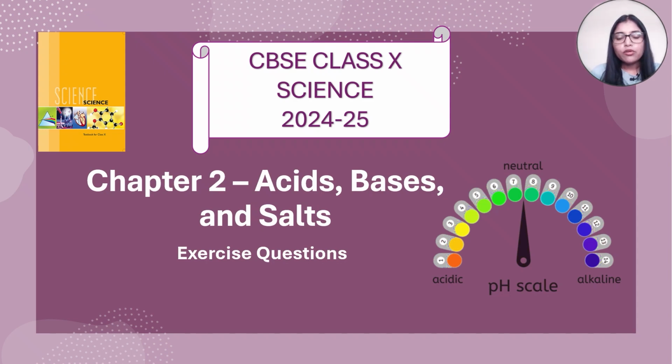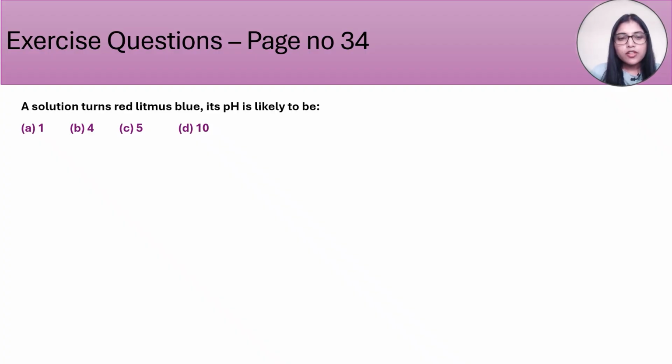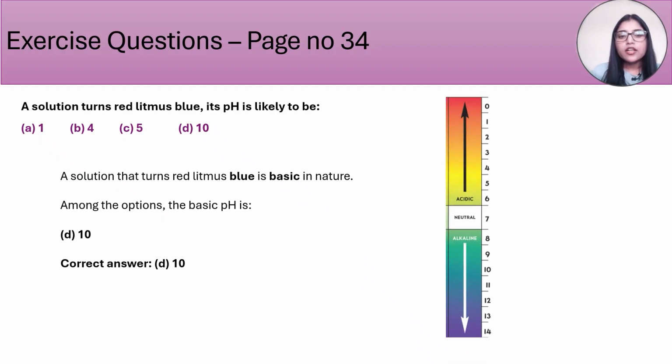In today's video, we'll be solving exercise questions from Chapter 2 Acid, Bases and Salts of CBSE Class 10 Science. In page number 34, the first question asks us that a solid turns red litmus into blue. Its pH is likely going to be 1, 4, 5 or 10. So we know that a solution that turns red litmus to blue is basic in nature. So the pH has to be above 7. And the only option with a pH above 7 is option D. So option D 10 is the correct answer.